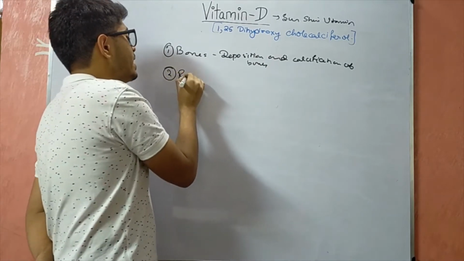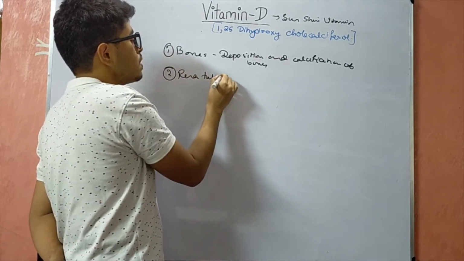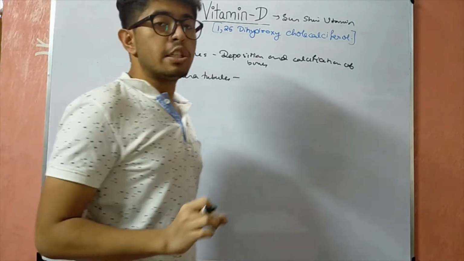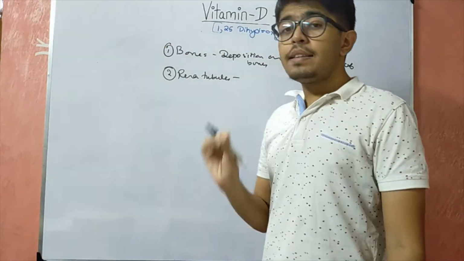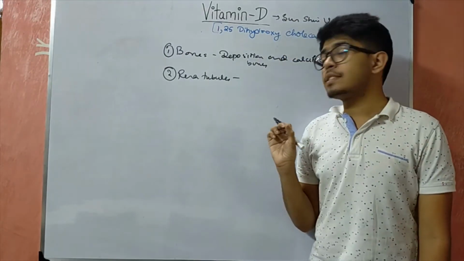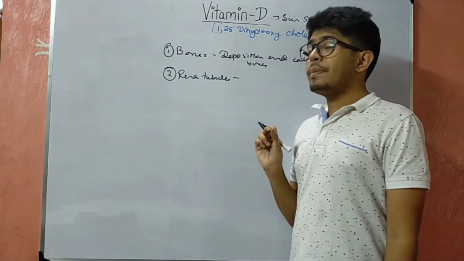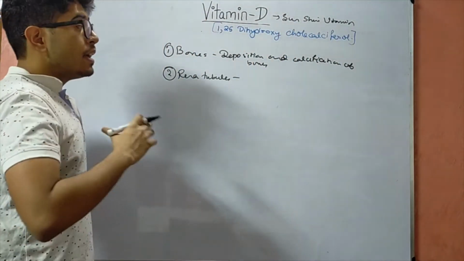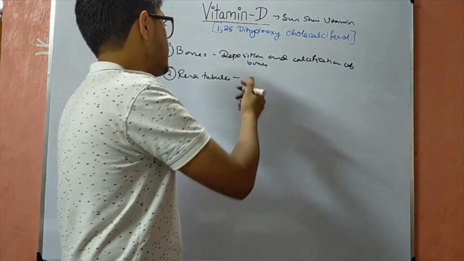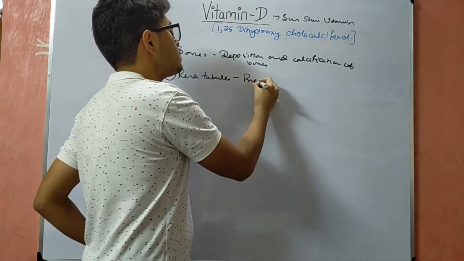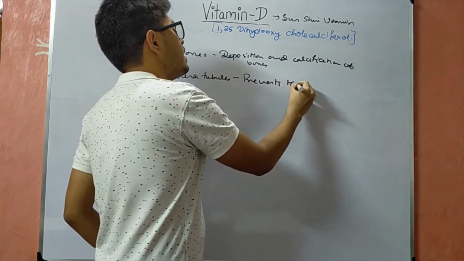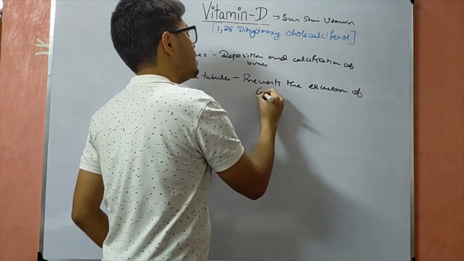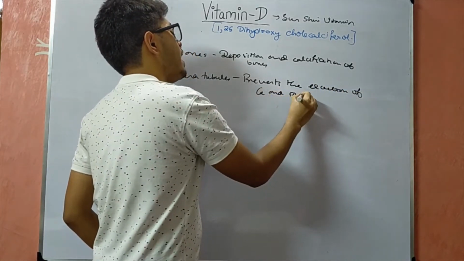Secondly, in the renal tubules, it will prevent the excretion of calcium. At the same time, it will also prevent the excretion of phosphate. So it basically helps to maintain the calcium level. It prevents the excretion of calcium and phosphate.